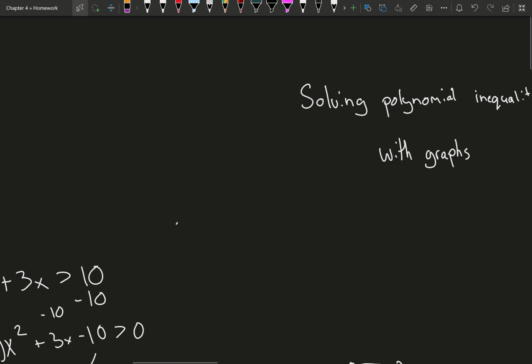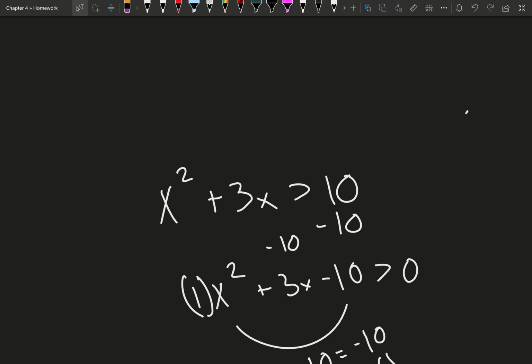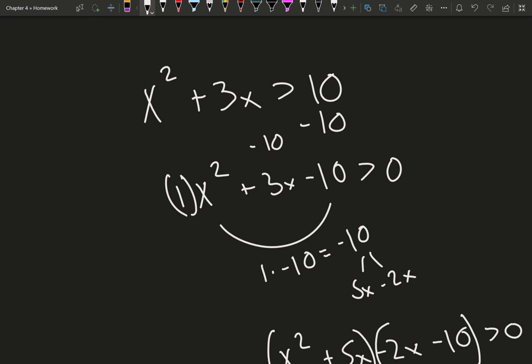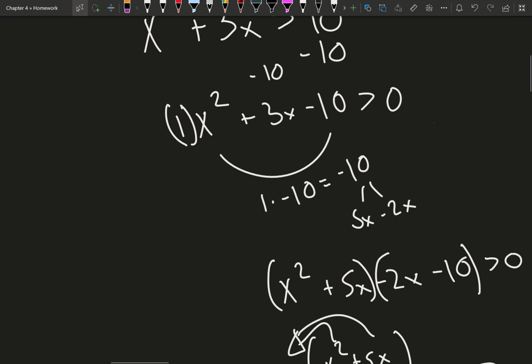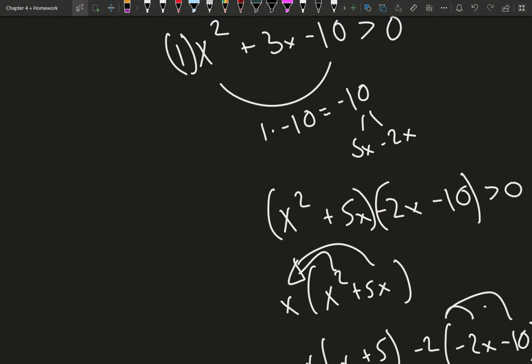So, the first inequality that I have here is x squared plus 3x is greater than 10. Here we just do the math. We try to get this side to be 0, and then after we get this side to equal x squared plus 3x minus 10, we do the AC method. So then we can group it up like so.